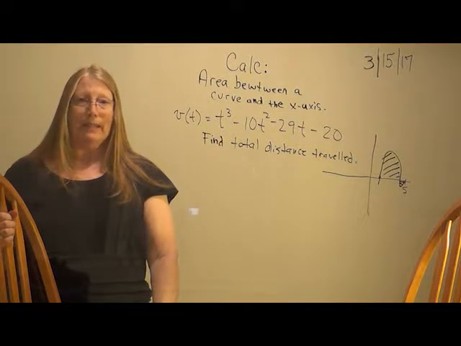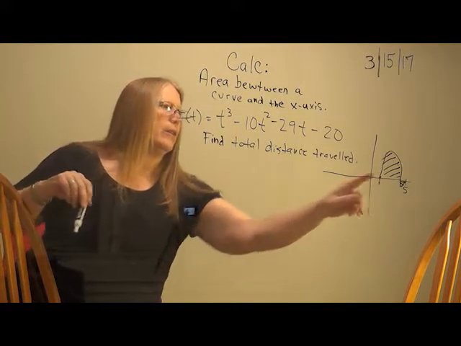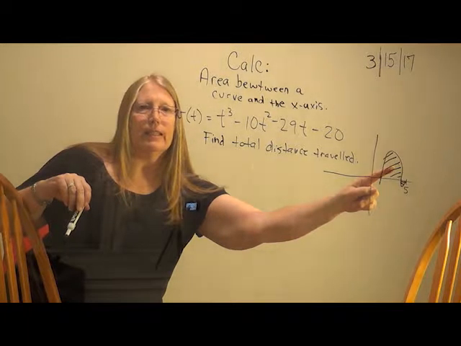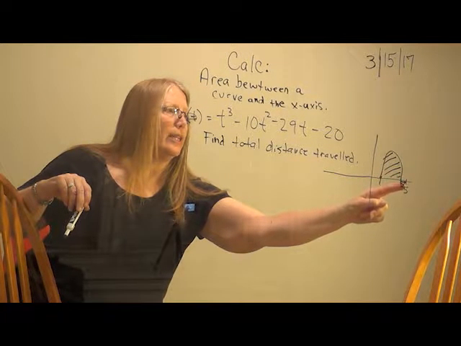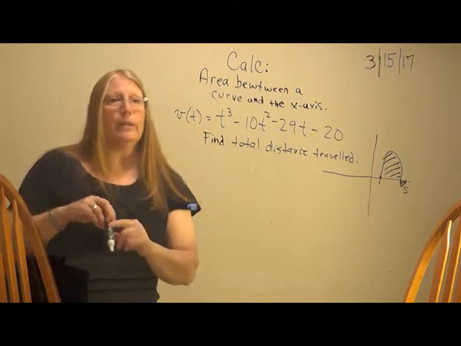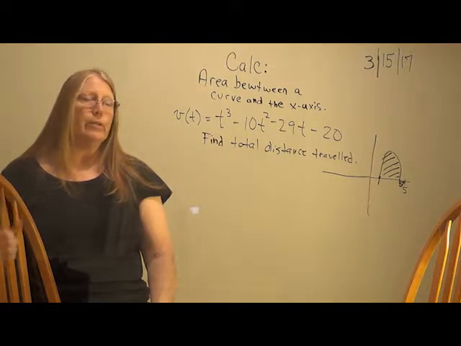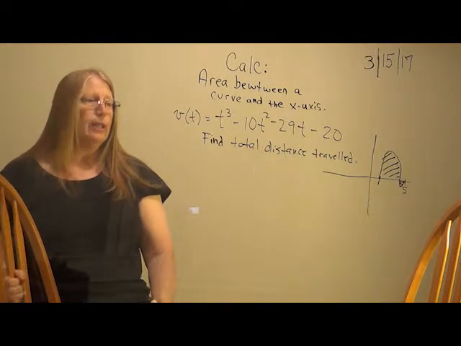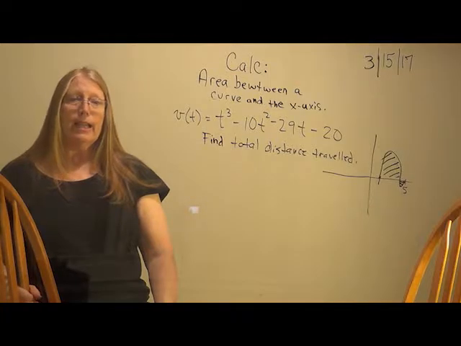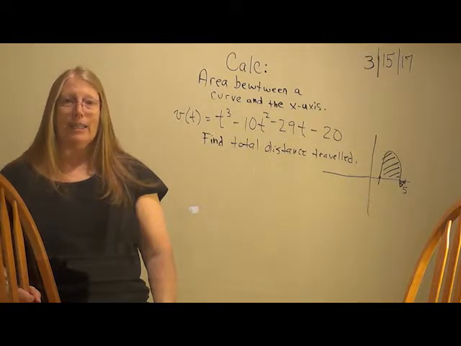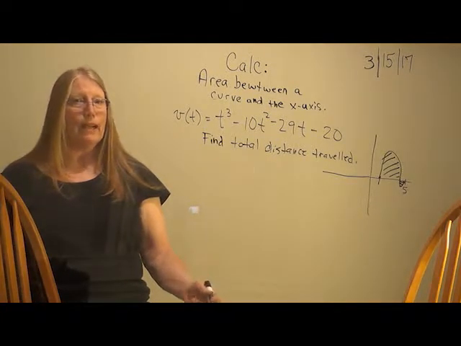It's always positive. So therefore, even though we're going in one direction in this area, we're going in a different direction, it's still going to come out as a positive value, and we're looking at total distance traveled. Total distance traveled does not care about the sign or the direction. It just means distance traveled.